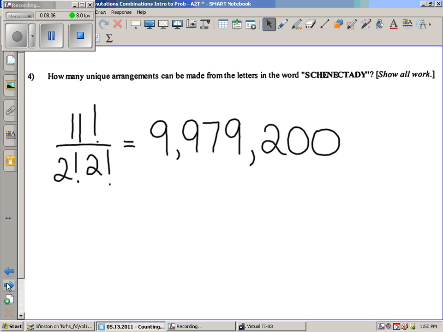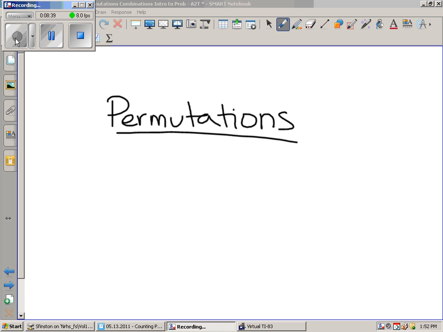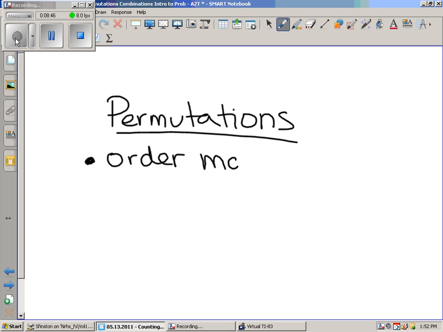Okay, permutations. You know what you want to know about permutations? Order matters. What do I mean by order matters? You use a permutation calculation when you are running a race and finding how many different ways you can select people to get first, second, and third. You use a permutation calculation if you are having a class election and trying to figure out how many different ways you can elect a president, a vice president, and a treasurer.